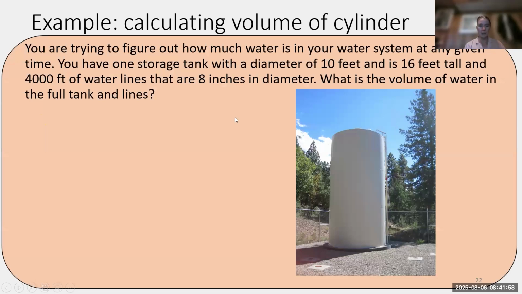So let's look at an example of calculating the volume of a cylinder here. Let's say you're trying to figure out how much water is in your water system at any given point in time. You have one storage tank with a diameter of 10 feet, and it is 16 feet tall and 4,000 feet of water lines that are 8 inches in diameter. What is the volume of water in the full tank plus the lines?